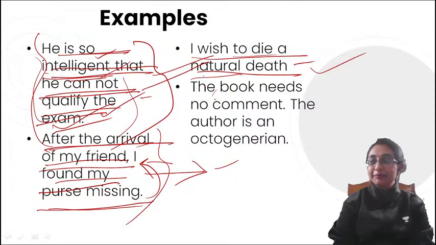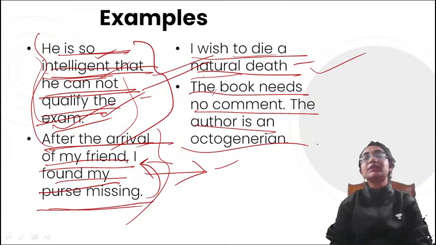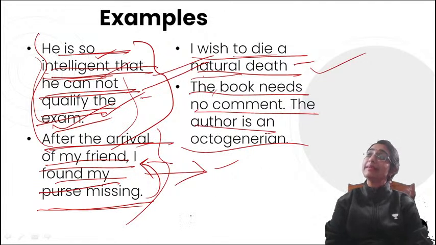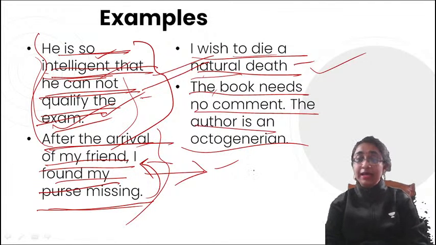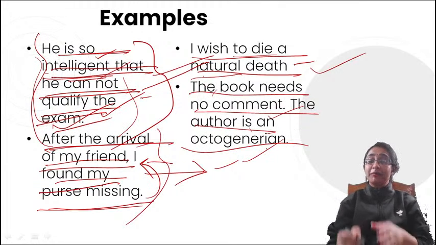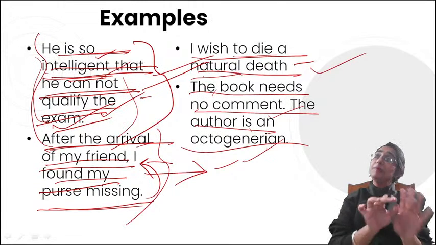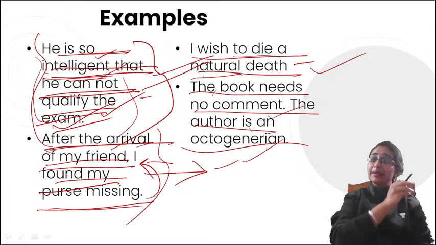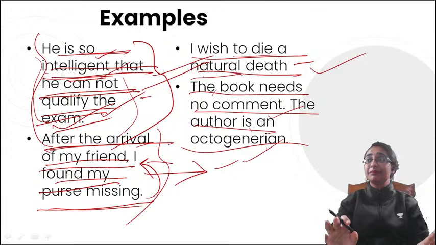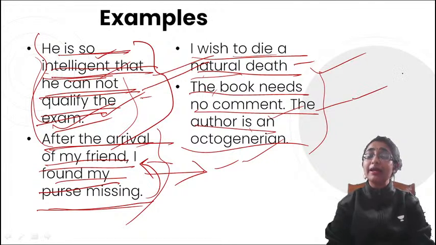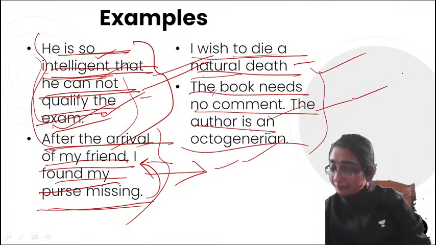Now, another example, we very often use the sentence: the book needs no comment, the author is an octogenarian. I am not saying directly that the book is of low quality, but I am saying it indirectly. The book needs no comment because the author is an octogenarian. With the mention of the word octogenarian, it becomes very clear why I don't need to make any comment, because the book is so bad that it doesn't deserve any comment, right? That is the implication. Here also my purpose is to malign the author, to dishearten the author.